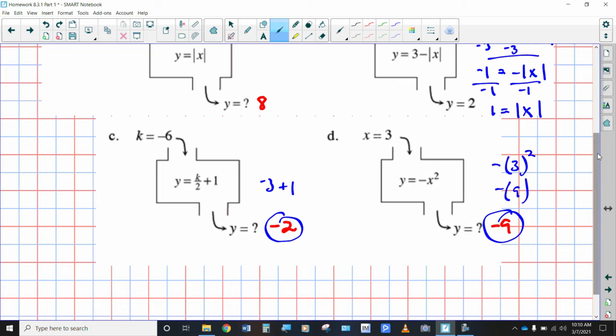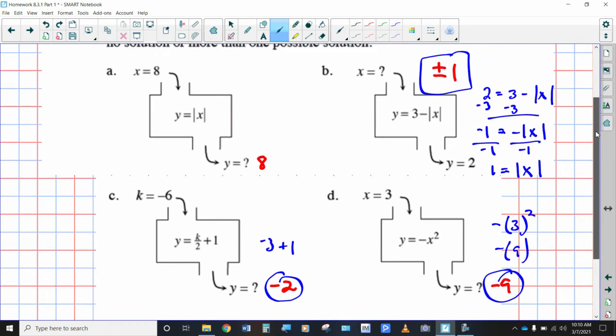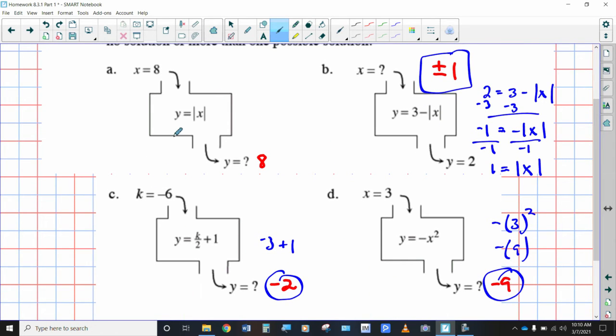Okay, so function machines are just a different way of talking about, well, here's a rule. Here's your value for x. Find out what y is. Or here's your value for y. Find out what x is.